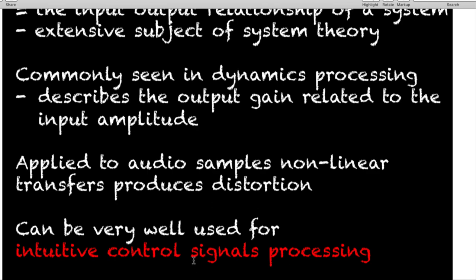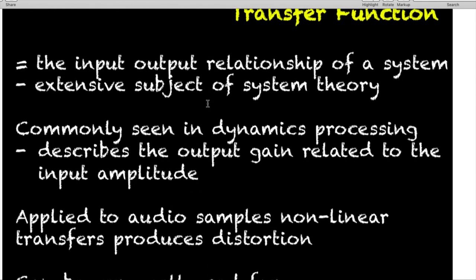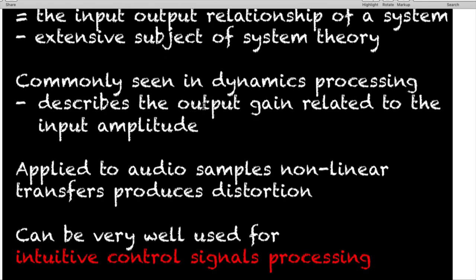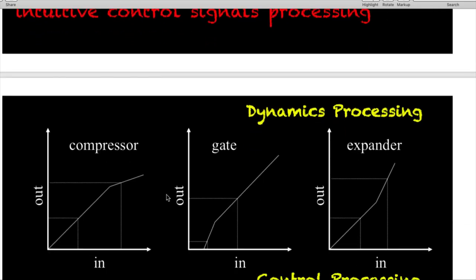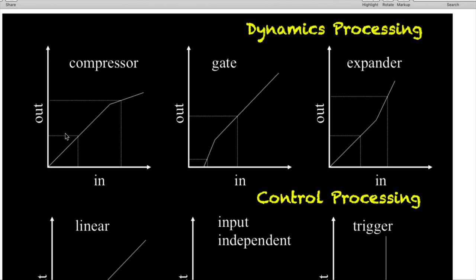Okay, so why are we talking about transfer functions in the context of control signal processing? The reason is they can be very intuitive and very powerful in the control signal processing domain. So let's revise this briefly. Here are a few transfer functions. This is what a compressor typically looks like. So you have a linear bit. A 45 degrees line like that is linear.